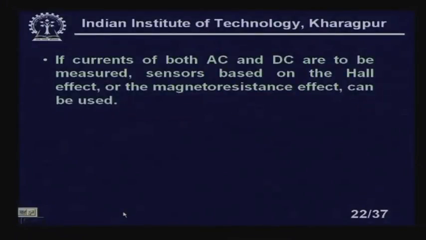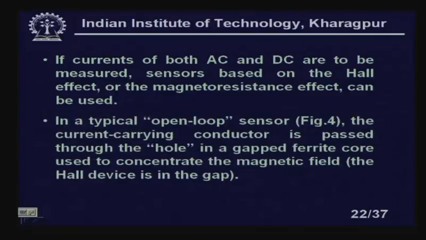Clear? If currents of both AC and DC are to be measured, a sensor based on the Hall effect or the magnetoresistance effect can be used. In a typical open loop sensor, the current carrying conductor is passed through the hole in a gapped ferrite core used to concentrate the magnetic field. Okay, that is what we have shown.